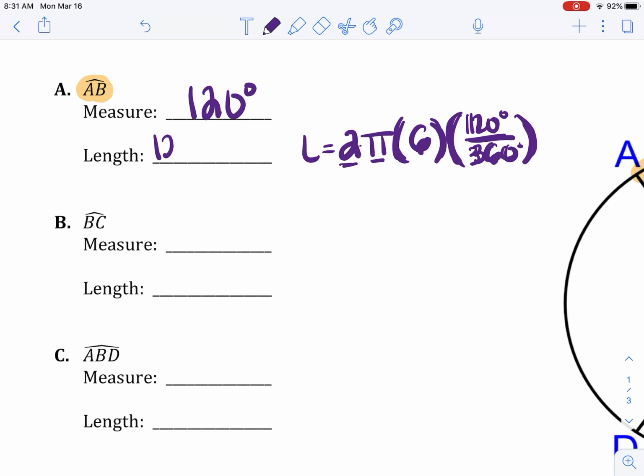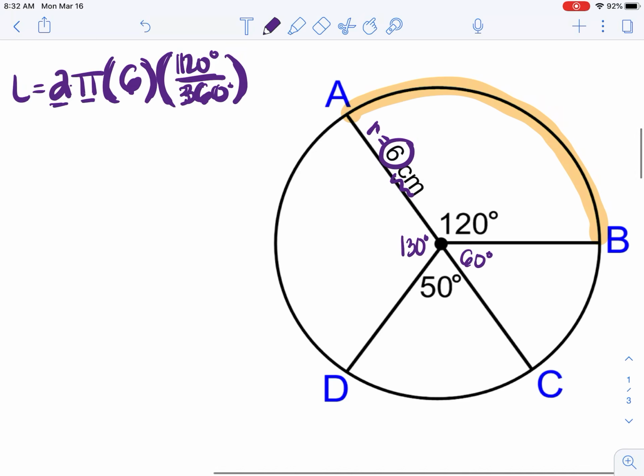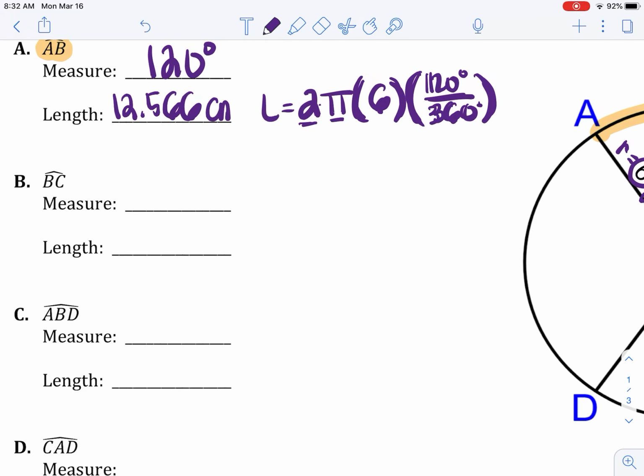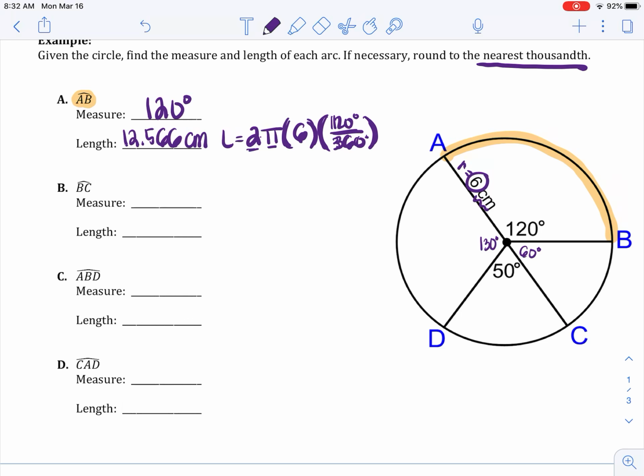Okay, so you should get 12.566, and then I need a unit on this. This is a length, so it's how long it is, and the unit is centimeters. All right, pause the video and go ahead and try BC on your own real quick.